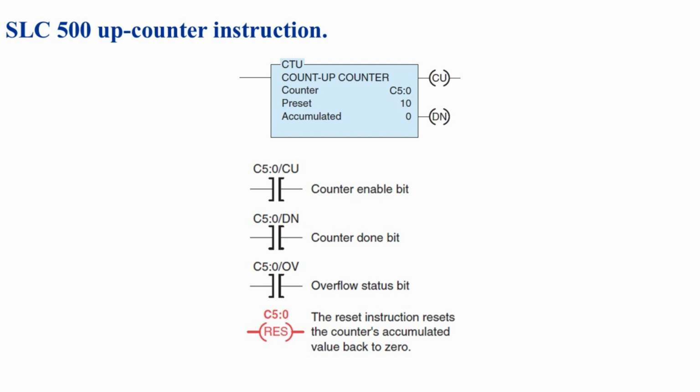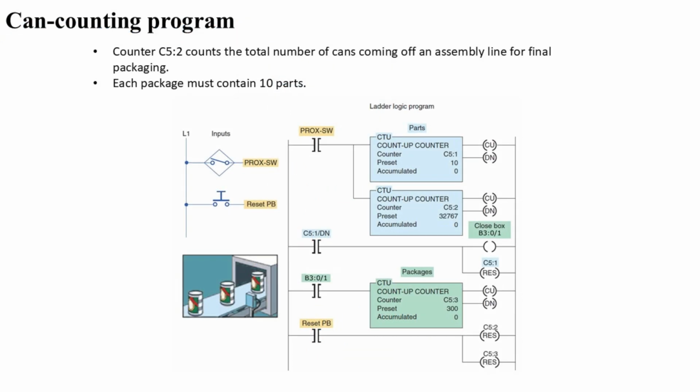We close out this lecture by looking at a can counting system used in an automated packaging line. A proximity switch, labeled PROXSW, is mounted beside the conveyor belt. Each time a can passes in front of the sensor, it detects the metal surface and sends a short on pulse to the PLC input module. This pulse is what triggers the counter to increment.